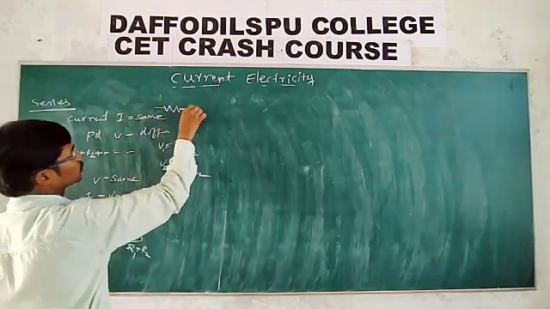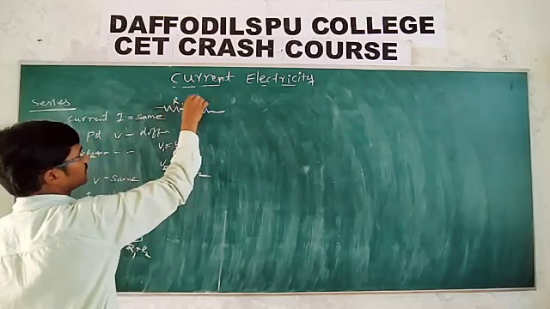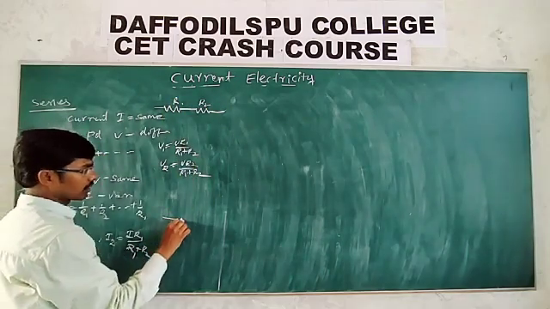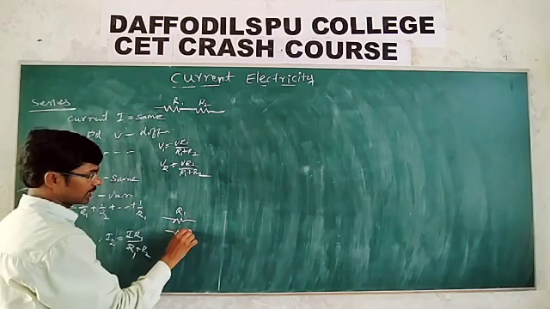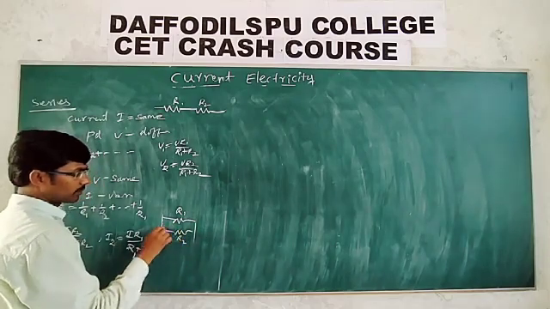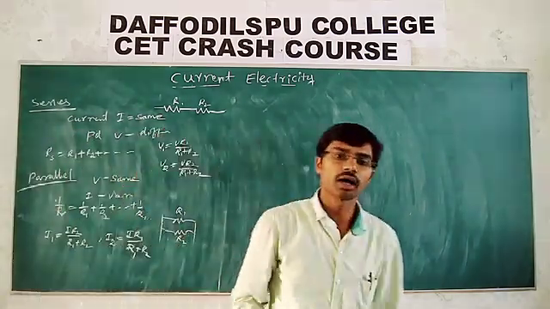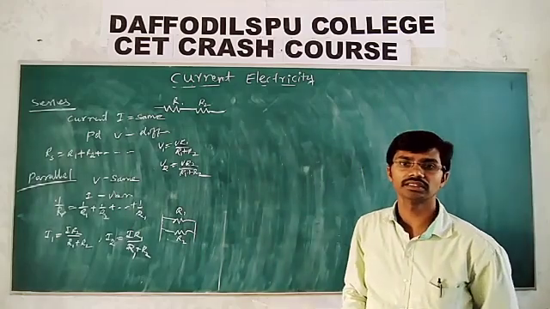Series combination is where all the resistors are connected end to end. But in parallel combination, all the resistors are connected between two common points, then we get a parallel combination of the resistors. Is it?